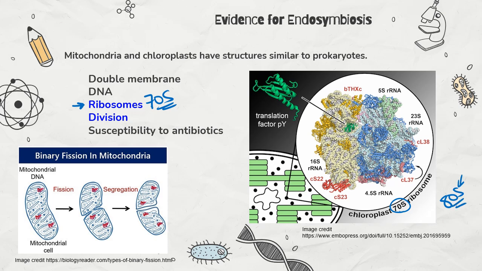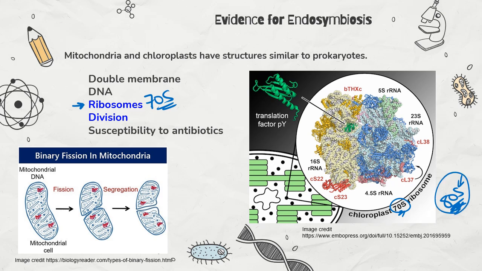S stands for Svedberg. There's a scientist who liked to spin ribosomes in a centrifuge, which is this super cool spinny thing that makes more dense things sink further in a test tube than less dense things. And so the bigger ribosomes sank 80 units down the test tube, whereas the smaller ribosomes only sank 70 units down the test tube.